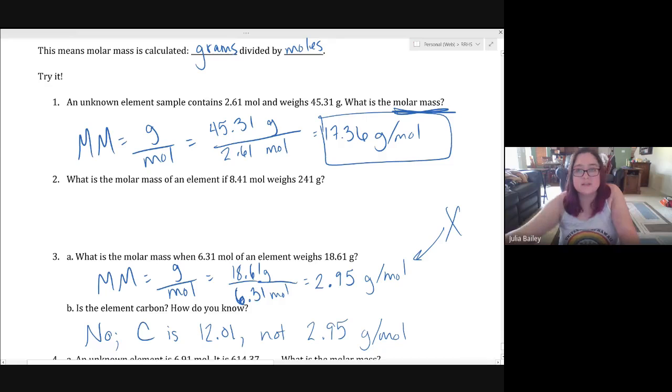Yeah, that's molar mass. Quick and easy. Not too shabby. Very doable.